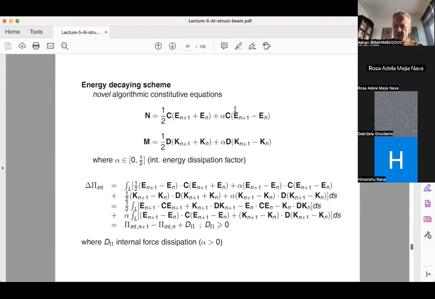And now the second part is some coefficient alpha multiplied by C, the elasticity tensor for axial and shear forces, and the difference between En and En plus 1, where these are successive values of the axial and shear strains. And the same thing is done for bending. You take this coefficient alpha times the constitutive tensor for bending and torsion, and then successive values, kappa n plus 1 minus kappa n, of the strain measures for the bending and the torsion.